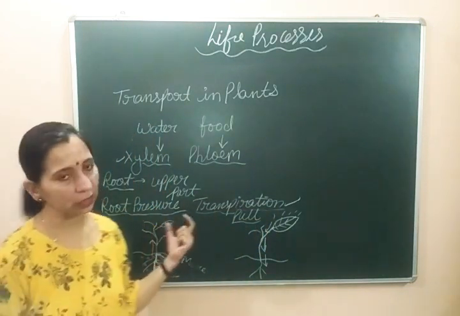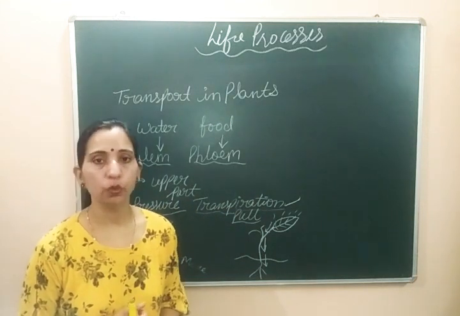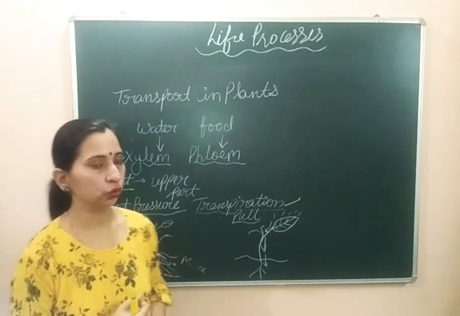So these are the two mechanisms, root pressure and transpiration pull, by which water transport is done in plants through the xylem.